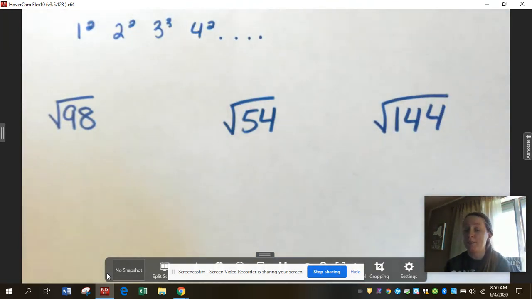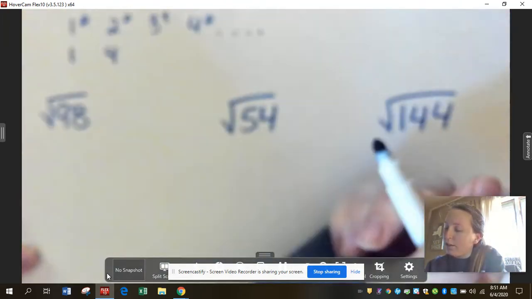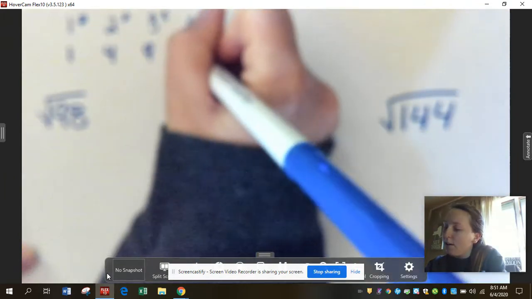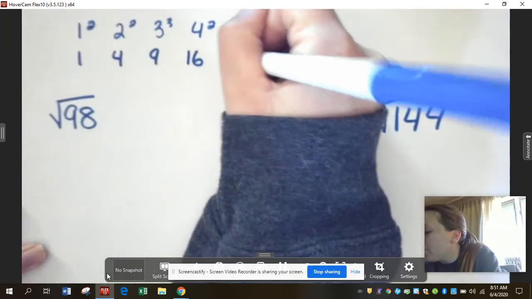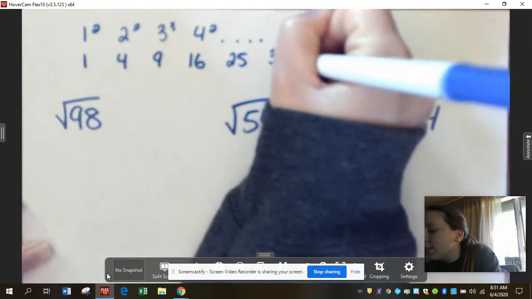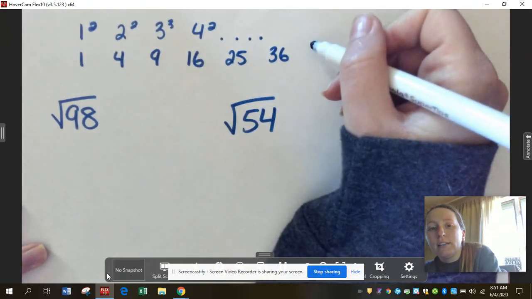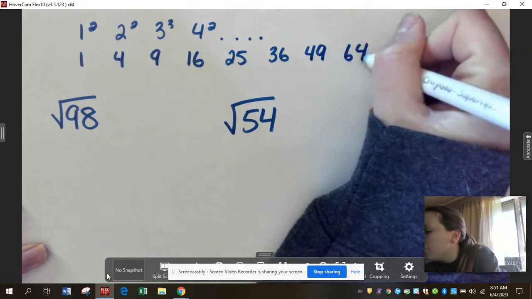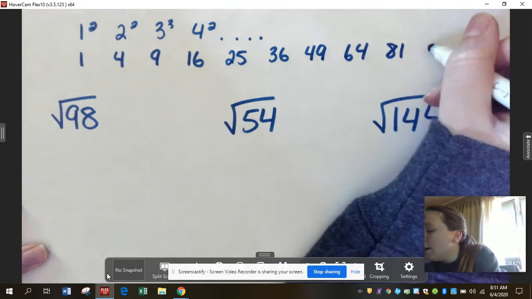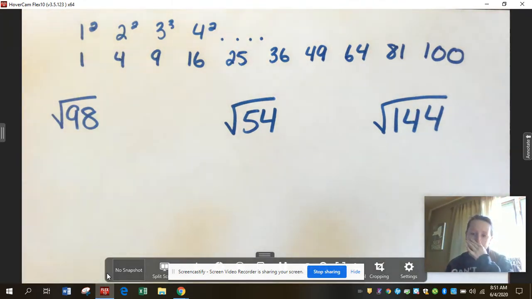Now you can go ahead and type these on your calculator or do it in your head. So 1 squared is 1, 2 squared is 4, 3 squared is 9, 4 squared is 16, 5 squared is 25, 6 squared is 36, there we go, 7 squared is 49, 8 squared is 64, 9 squared is 81, 10 squared is 100. So there's our list of perfect squares right now.